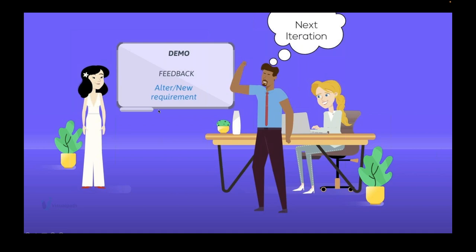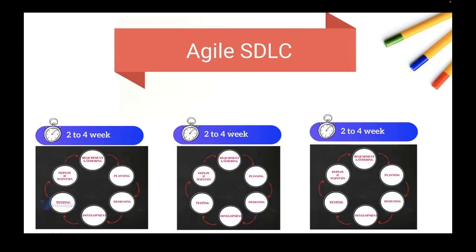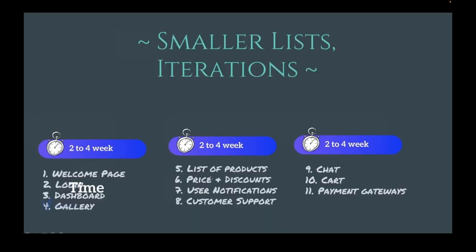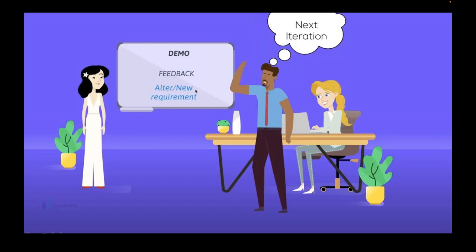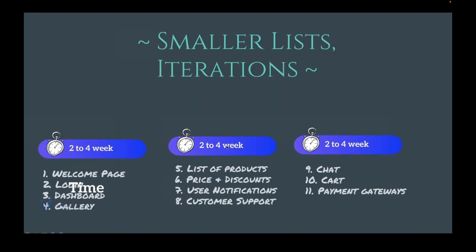And now we ask again, what do you suggest for the next iteration, the next sprint? Do you suggest any changes, or do you want to improve the application? She said, these are the products I want to upload, and this is where I want to introduce pricing, discounts, user notification and customer support. So this guy said, nice. Our goal for the next 2 to 4 weeks would be this.